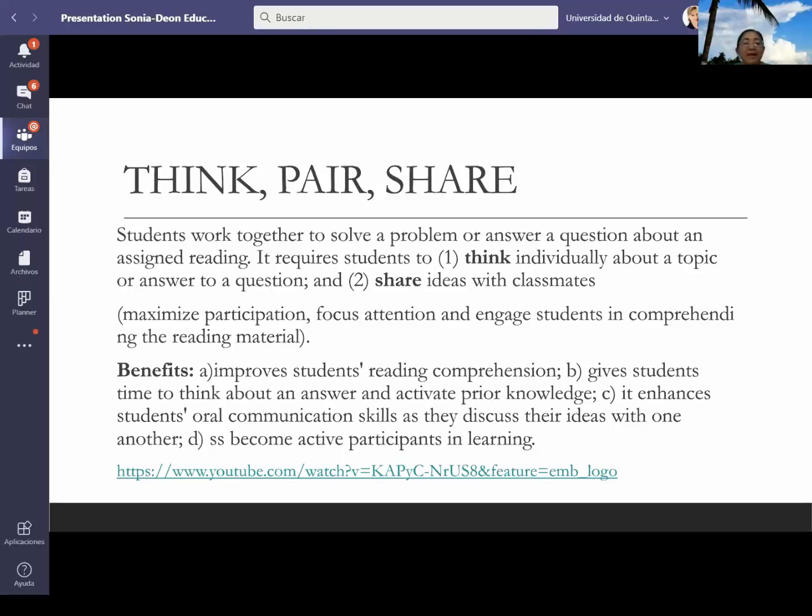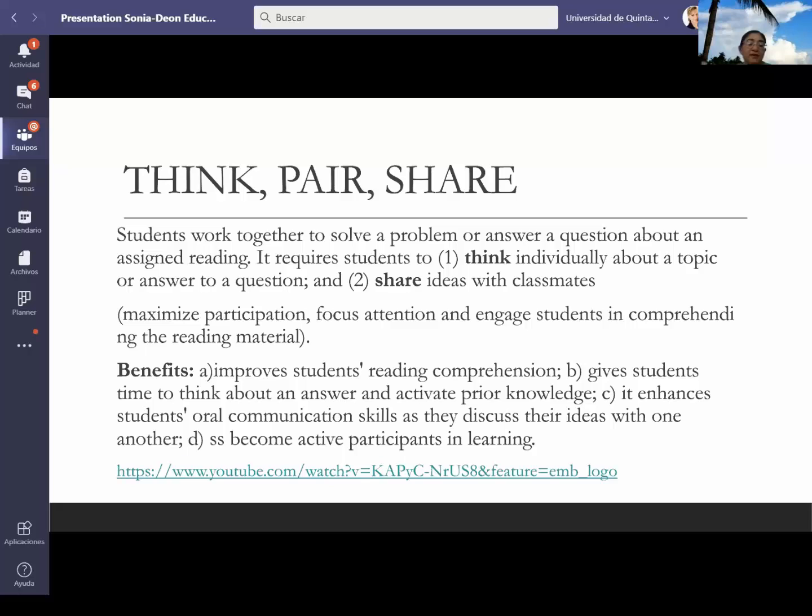Which are some benefits that the students can have with this technique? It improves students' reading comprehension. It gives students time to think about an answer and activate prior knowledge. It enhances students' oral communication skills as they discuss their ideas with one another. That would be the peer work. And the students become active participants in their learning.